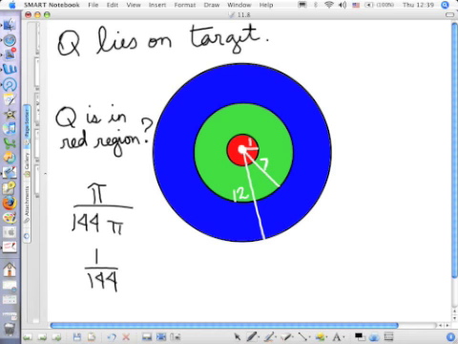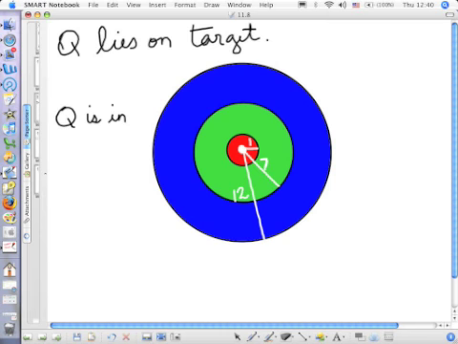All right? Now let's decide what's the probability that Q lies in the green region. Do you use 7 or do you use 6? Let's think about this. Yeah, you would do 7, because the red is in the green. You do 7 and subtract that.